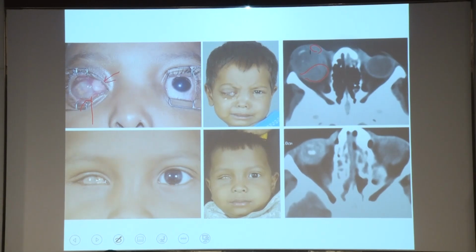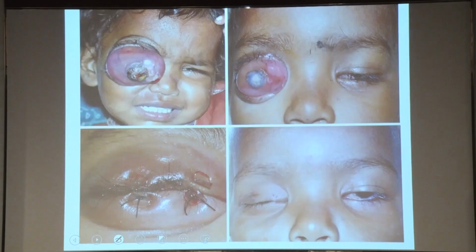Following neoadjuvant chemotherapy, you can see the eye has gone into a very comfortable phthisis, and at that point you would do an enucleation with a long optic nerve stem. There is no role for doing orbital exenteration. Then there was radiation and then adjuvant chemo.